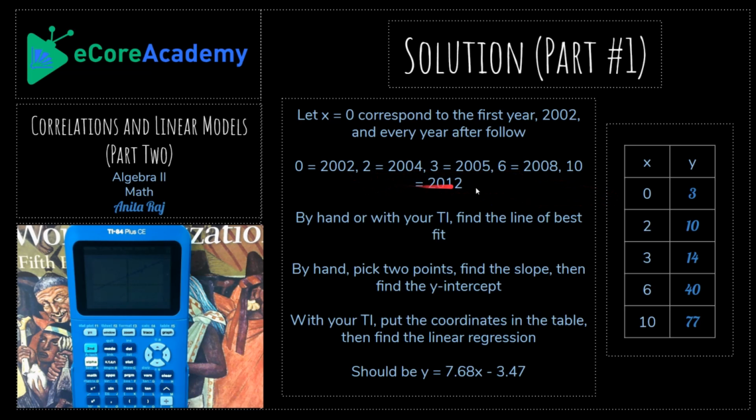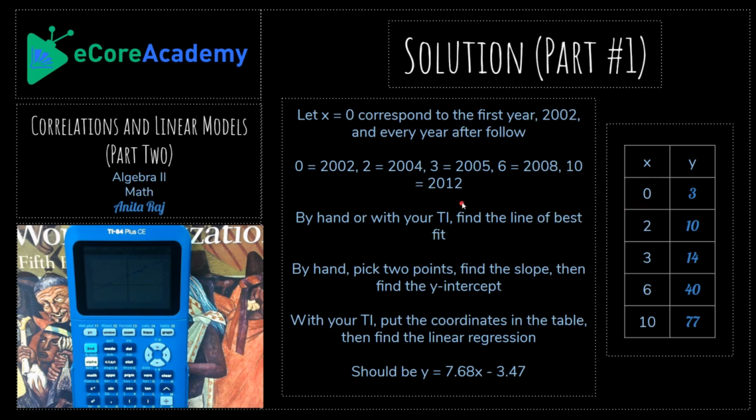So just pause the video and try to understand that pattern for yourself. I also rewrote it in a different table right here. So your x values have changed to 0, 2, 3, 6, 10, and your y values have stayed the same: 3, 10, 14, 40, and 77. Again, we just rewrite the x values. They haven't actually changed the year they correspond to, but we're using a different scale, so it's easier for us to graph on the calculator.